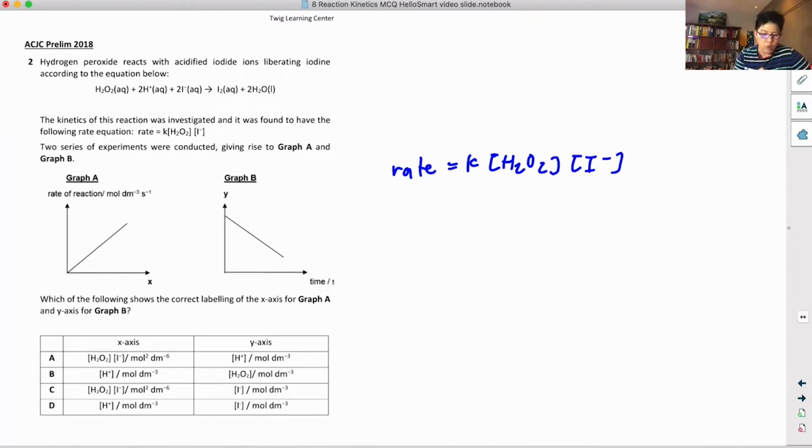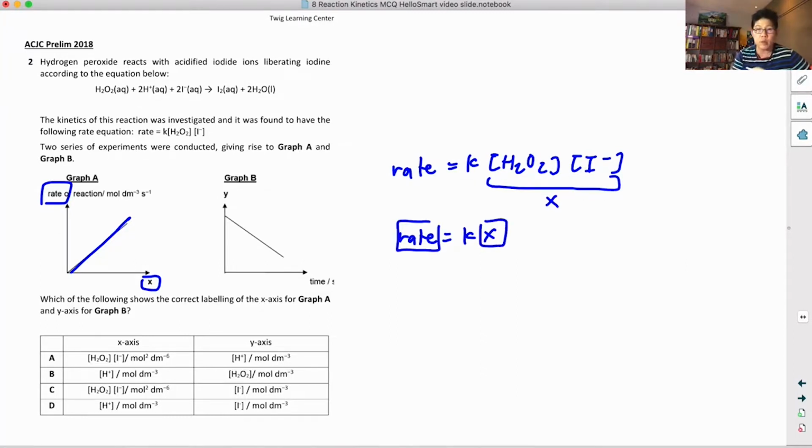Can you see that? For graph A, you can see that it's plotted rate versus x and it's proportional. Because of that, I'm thinking that x should be this entire part, so it's almost like rate equals kx. If you plot a graph of rate versus x, you get a straight line sloping upwards. So the one I'm going to pick will be A or C.